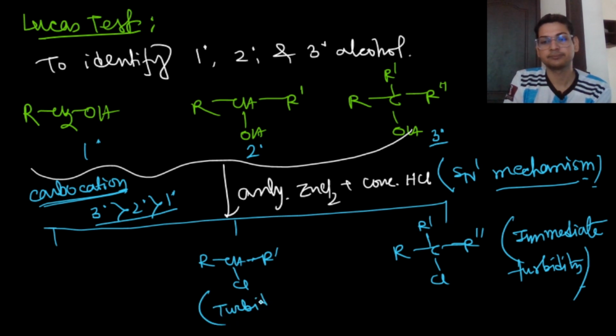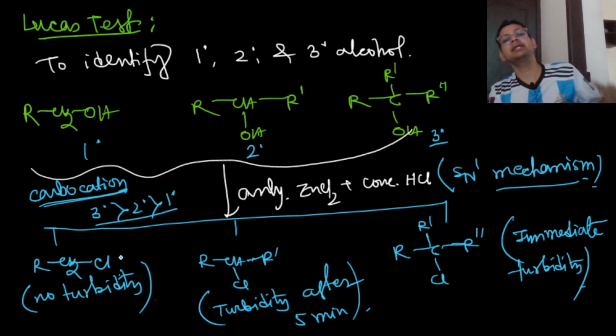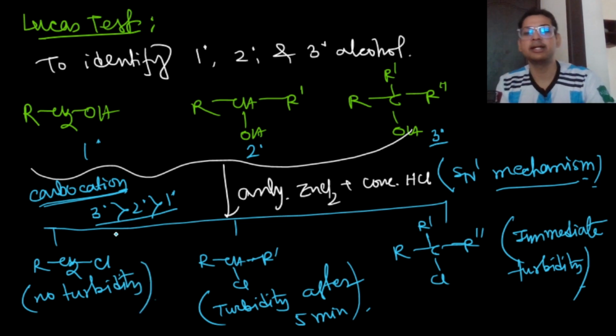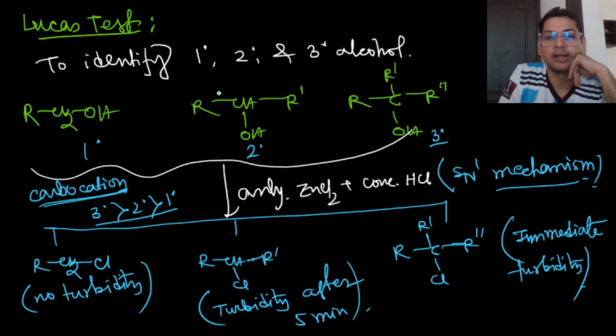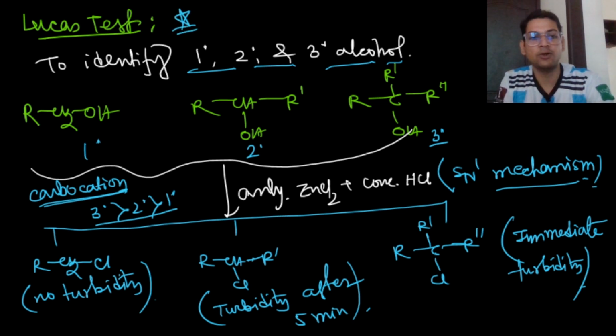Turbidity after 5 minutes. And here you will get RCH2Cl, no turbidity, or you will get turbidity after so long. So by seeing the visible change, we can identify 1 degree, 2 degree or 3 degree alcohol, and this is called Lucas test.